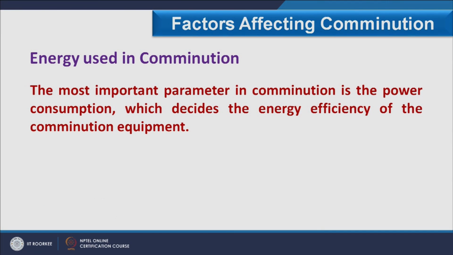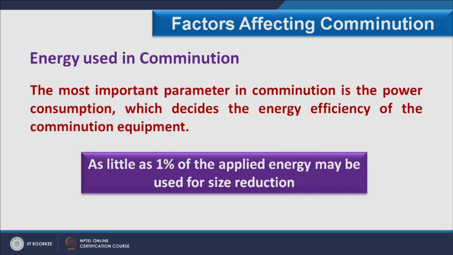And finally, we have the energy used in comminution. This is the most important parameter in comminution which decides the energy efficiency of comminution equipment. As little as 1% of applied energy may be used for size reduction. So, you see only 1% of whatever energy we are utilizing is used in size reduction.